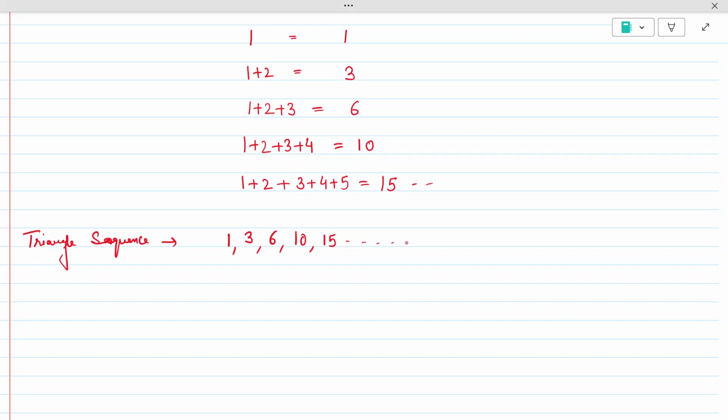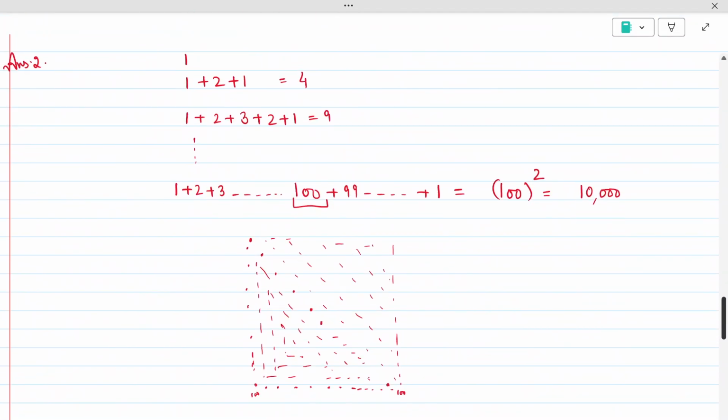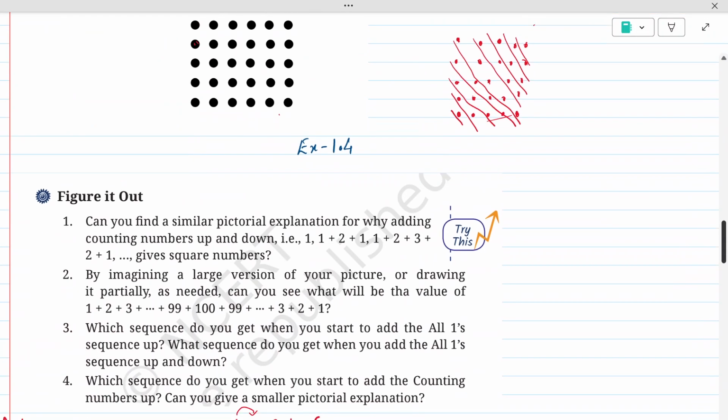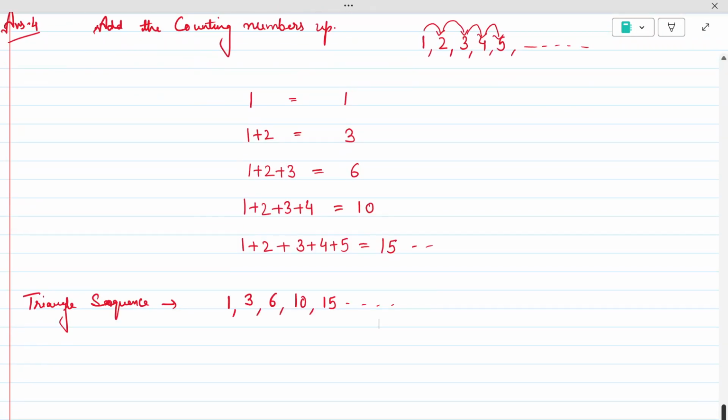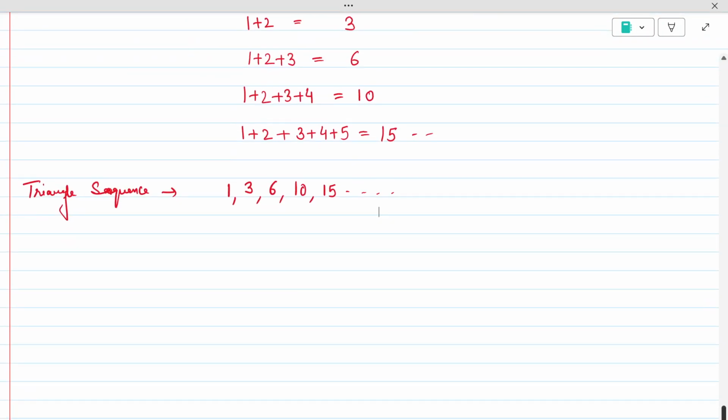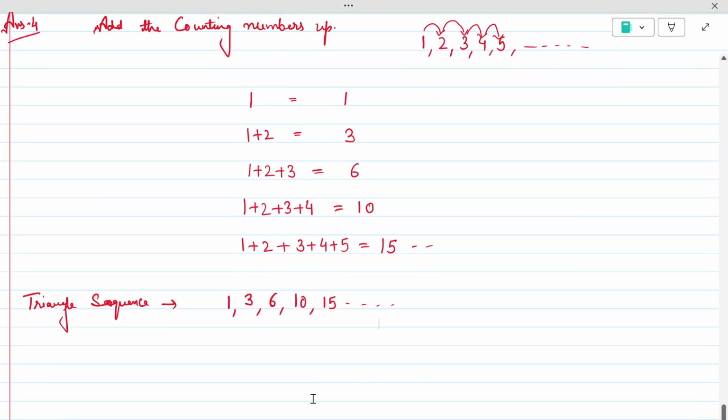Now, the next part of the question is how we have to show this graphically, pictorially. So we have to represent how we can do this. It can be done in this manner. First, we had 1, so I'm writing 1 here. Then we have 3. So this is 1 plus 2, this 1 plus this 2. So we are getting this triangle.